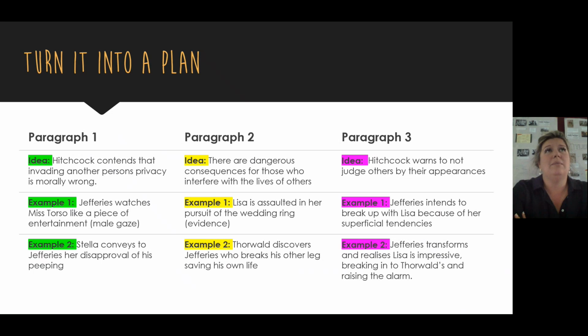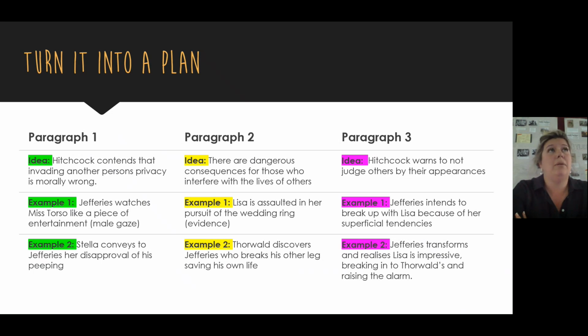Now, you wouldn't do it in this much detail in the assessment because you'll only have 60 minutes writing time. But you should be able to write maybe 1 word and 2 dot point examples for each paragraph. This way you won't go too far off track. For example, in paragraph 1, I want to write that Hitchcock contends that invading another person's privacy is morally wrong.